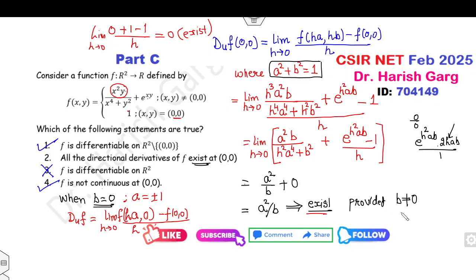So whenever b is non-zero, the limit exists. Whenever b is 0, the limit also exists. Yes, the directional derivative exists. So A, B and D are the right answers of this problem.